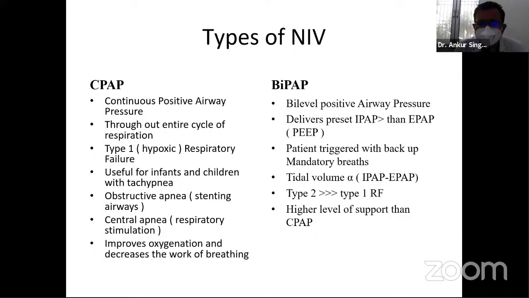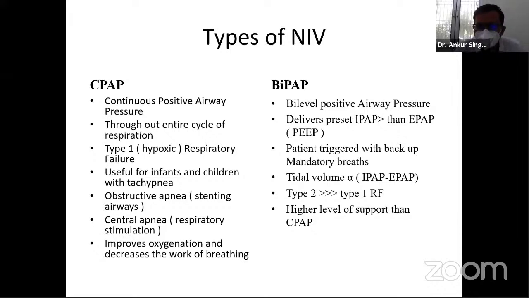A word about CPAP and BiPAP. CPAP is continuous positive airway pressure, means there is a continuous positive pressure. In the BiPAP, we have two levels of positive pressure. One is inspiratory positive airway pressure, another is expiratory positive airway pressure. In CPAP, the pressure is present throughout the cycle. CPAP is mainly used for type 1 hypoxic respiratory failure, usually tolerated by our infants and children. It is also helpful in obstructive apnea and central apnea, and it improves the work of breathing and oxygenation.